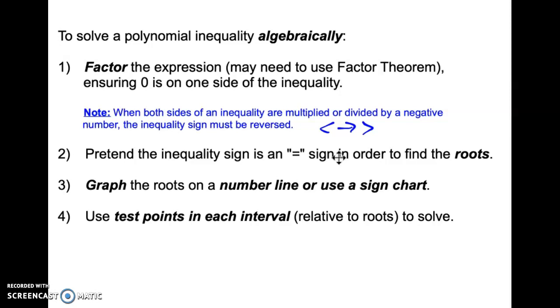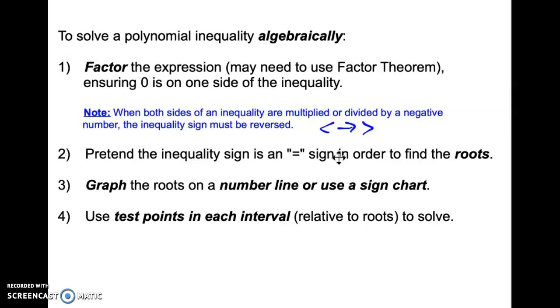Step 2 is, in your head, pretend that the inequality is an equal sign and find what would have been the roots. And the reason why we're doing this is because if we're talking about something being less than or greater than 0, we're really talking about where is it negative and where is it positive, and when does it change between those two signs.